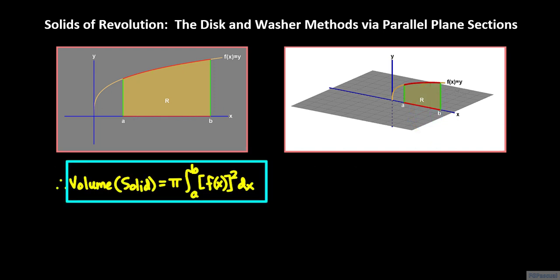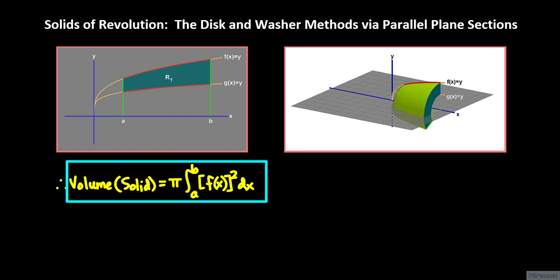A variation on the problem is if instead of having the interval from a to b on the x-axis as the lower boundary of the region R, we have the graph of another function g of x equals y as the lower boundary. We require that f and g be both non-negative, with f of x being greater than or equal to g of x on the interval from a to b. Let's give the name R sub 1 to the region between f and g on the interval from a to b.